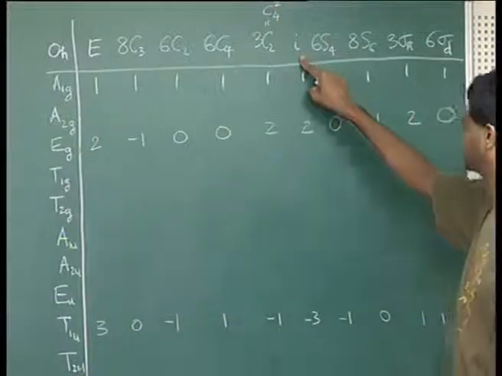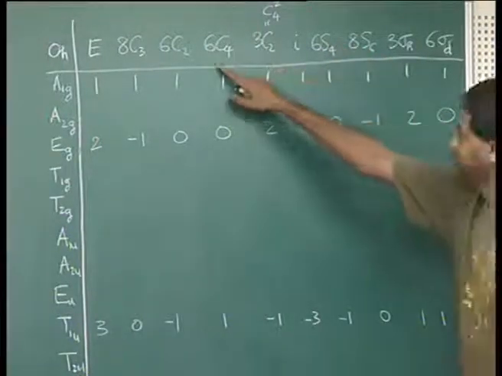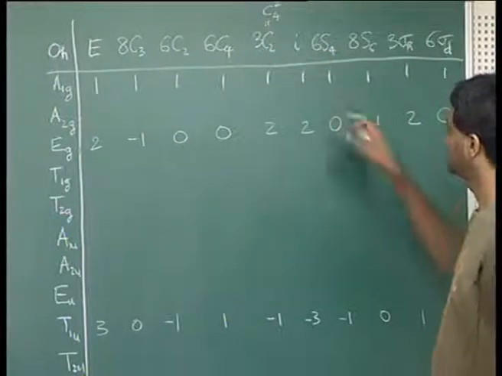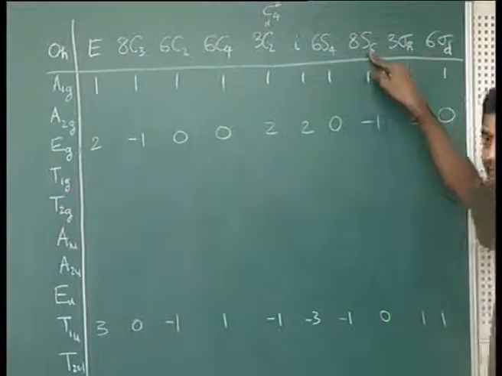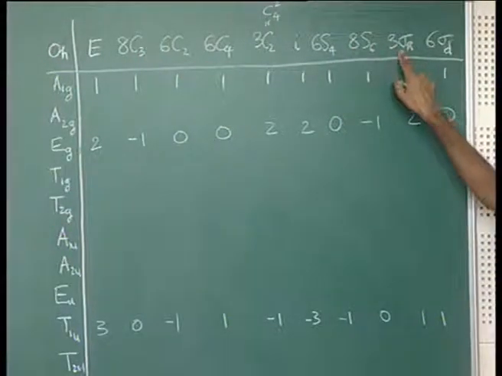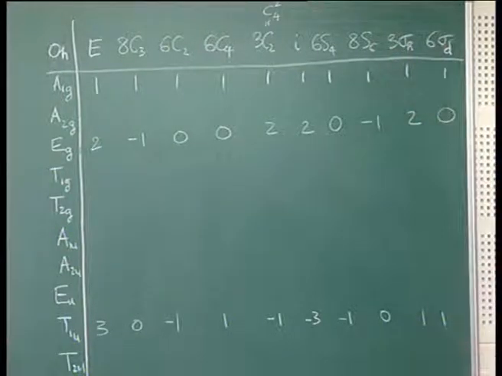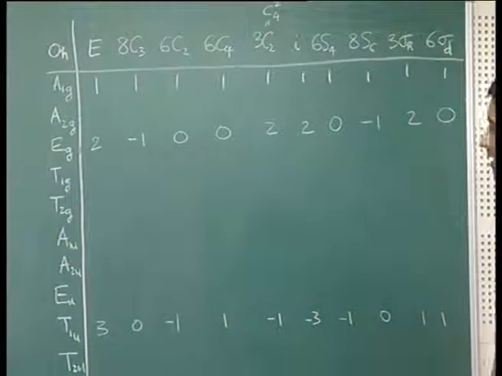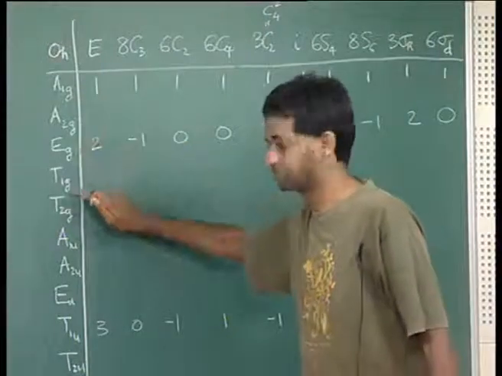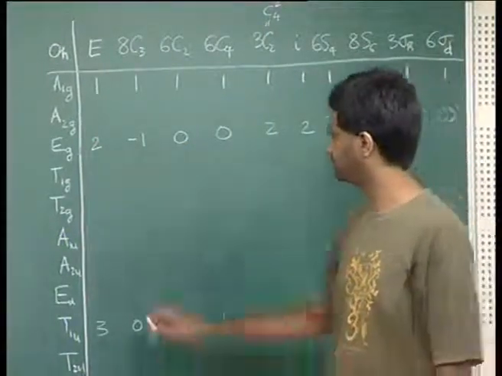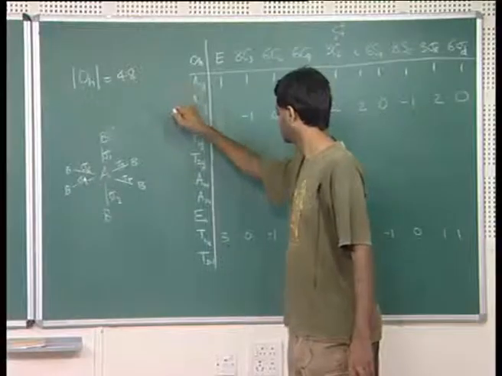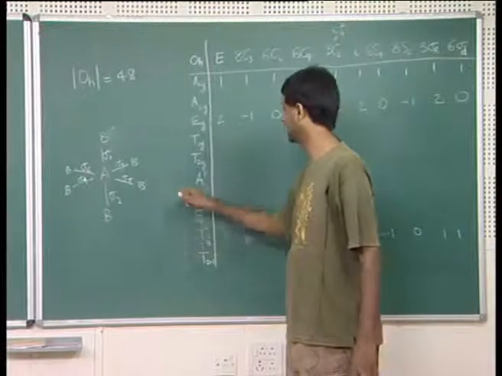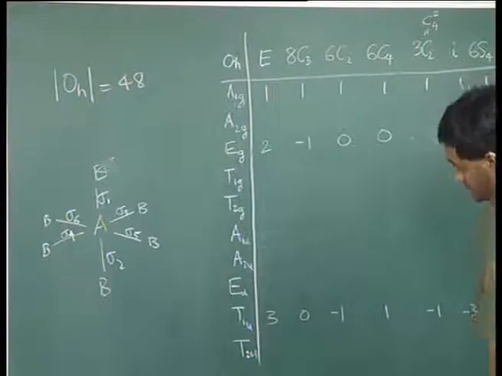The octahedral molecule has a center of inversion. The 6 C4 operations also give rise to 6 S4. Then the 8 C3 gives rise to 8 S6. In addition, there are 3 sigma H and 3 sigma D, and 6 sigma D. So these are the 48 operations, and these are the 10 classes. Since there are 10 classes, there are 10 irreducible representations, and their dimensionalities are: 4 one-dimensional representations, 2 two-dimensional representations, and 4 three-dimensional representations.